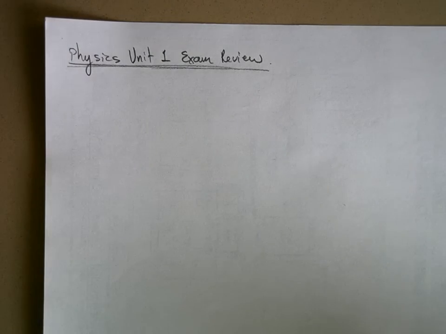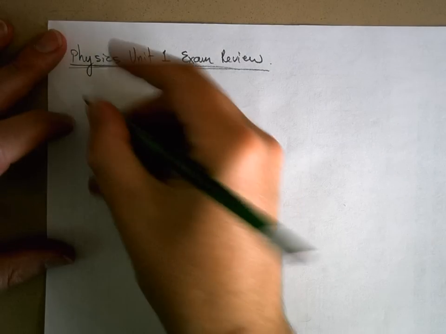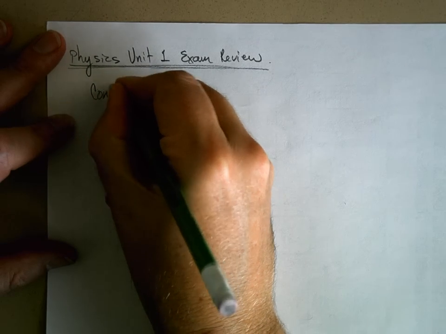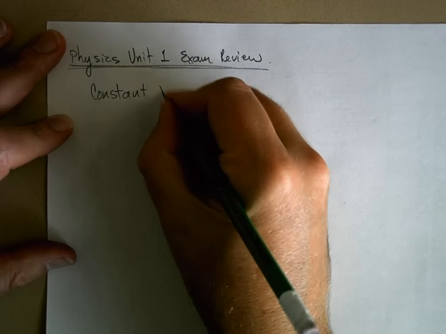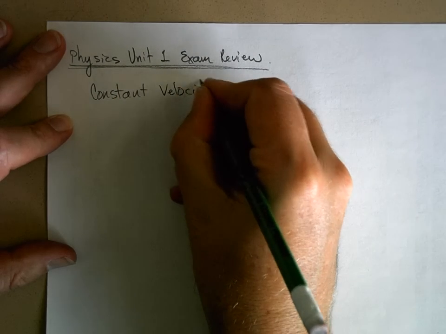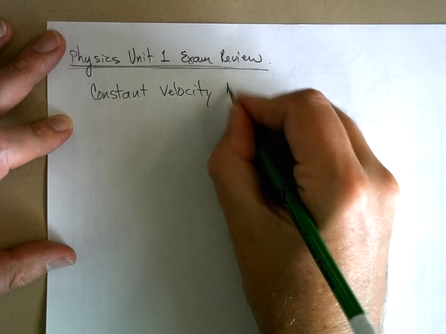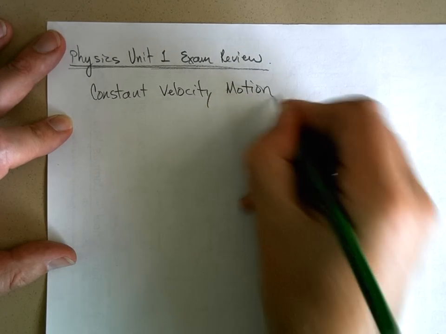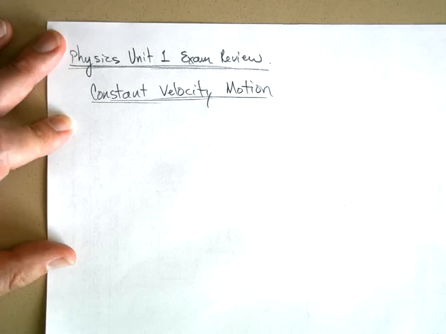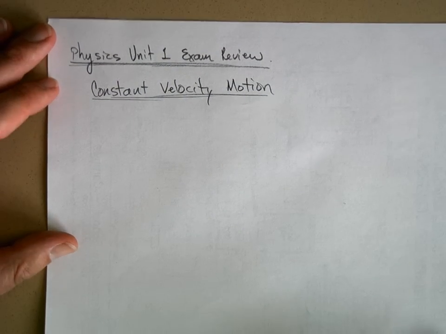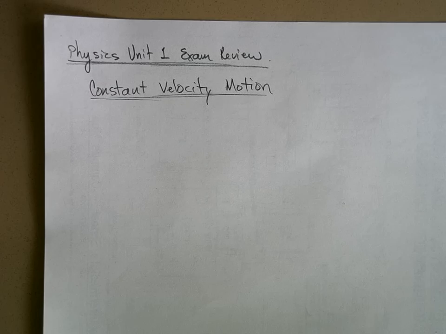Of course, let's take a look at what the whole thing is about. Unit 1 was called Constant Velocity Motion. And it was all about developing models that describe an object that's moving with constant velocity.